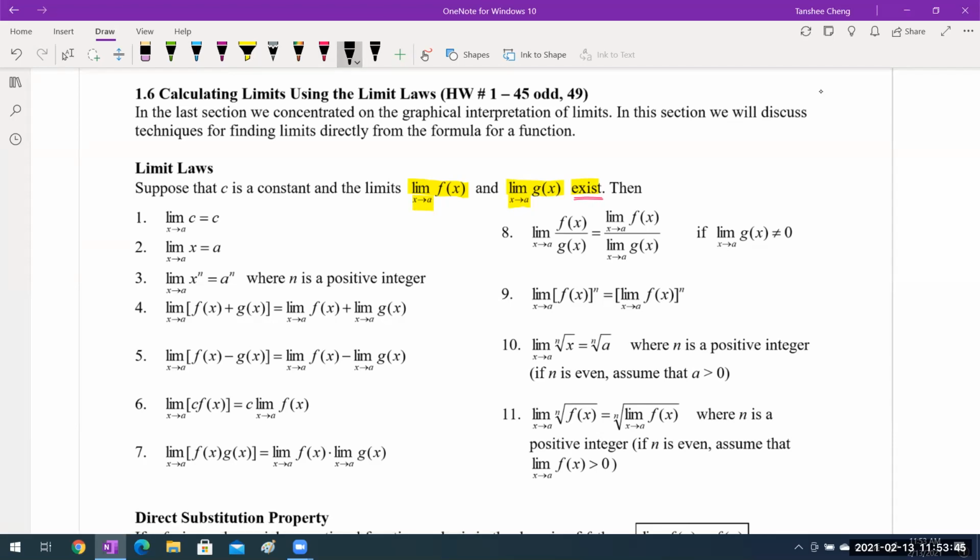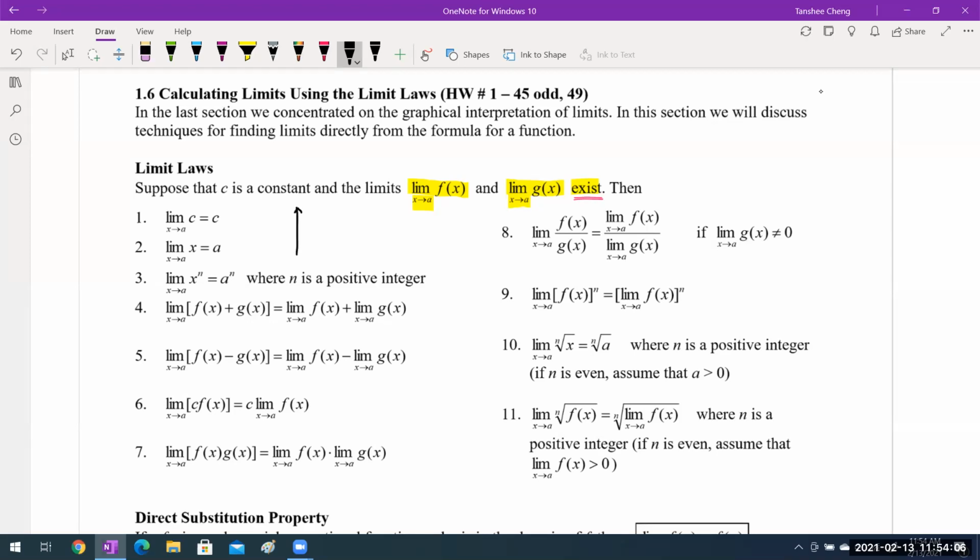First one is the limit as x approaches a of a constant. The function is a constant function. Then the limit will also be the same constant. And for that, I can quickly prove it with the geometric presentation.